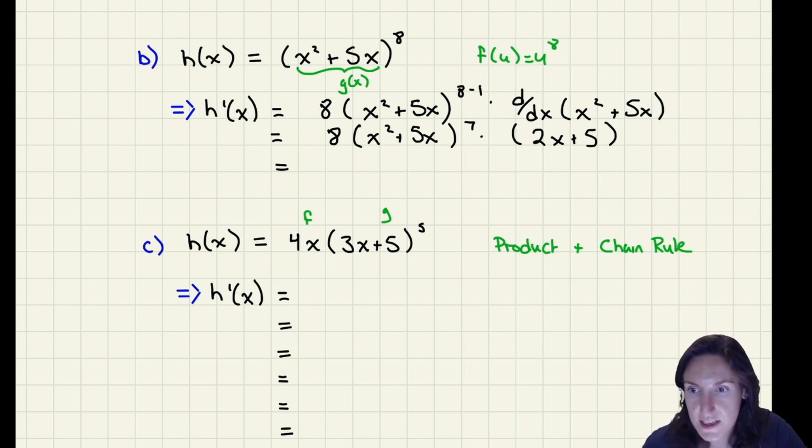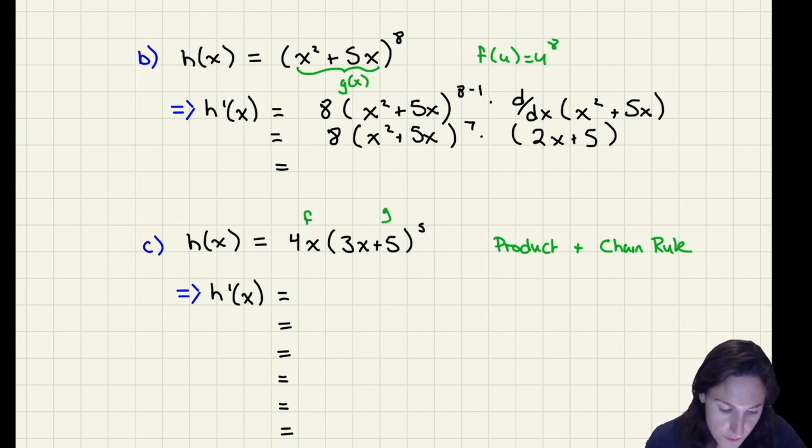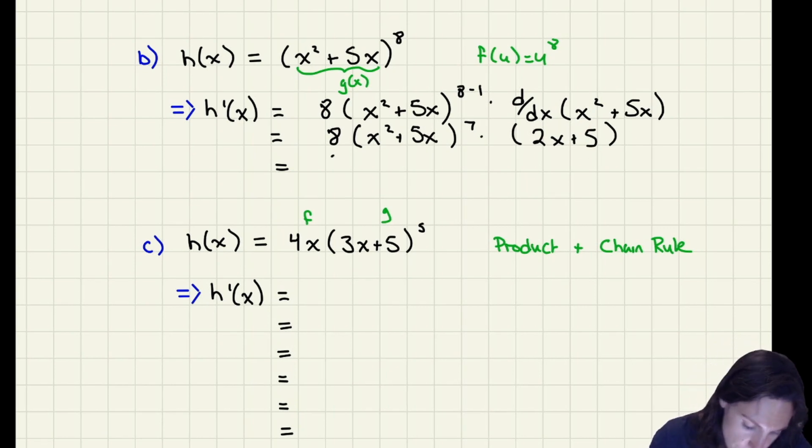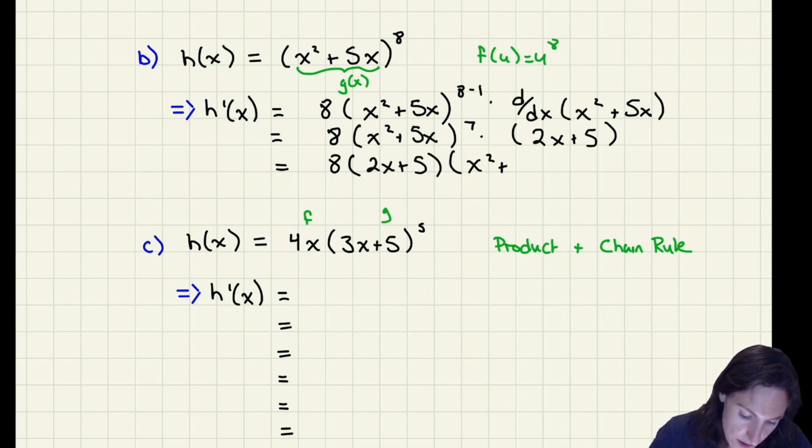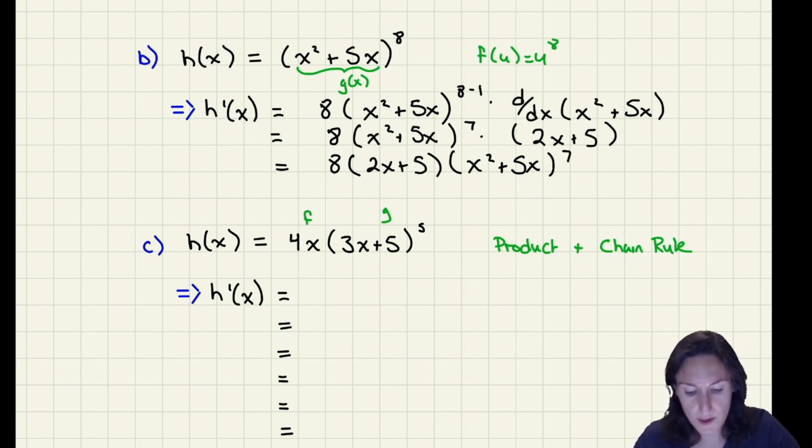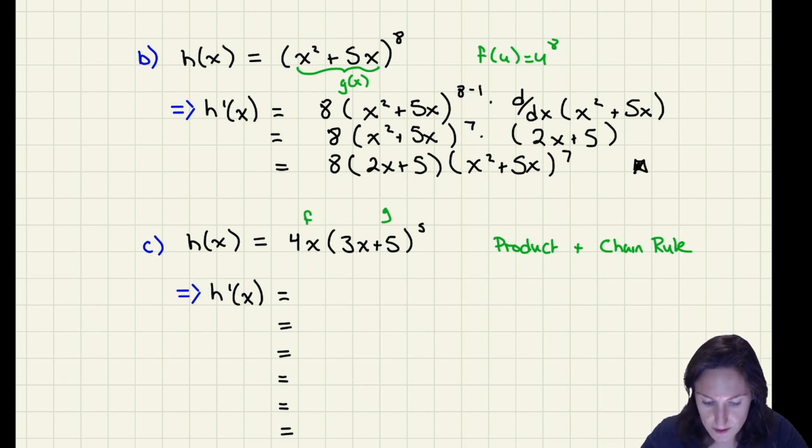Now, to simplify this, we can leave it like that, but remember, this can be brought up to the front as well. So if we wanted to, we can just write it as (2x plus 5)(x squared plus 5x) to the 7. You can leave it like it is in the second line, but this is also what it means. So just remember that sometimes you're going to be able to simplify whatever this coefficient is and whatever this is. If you wanted to write it as (16x plus 40) times all this, that's also fine.